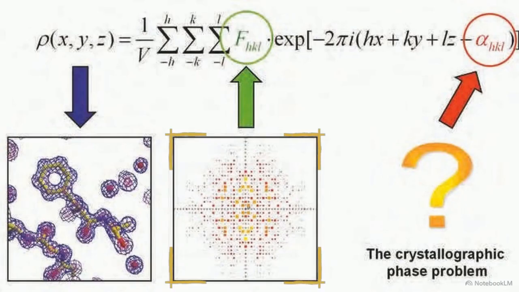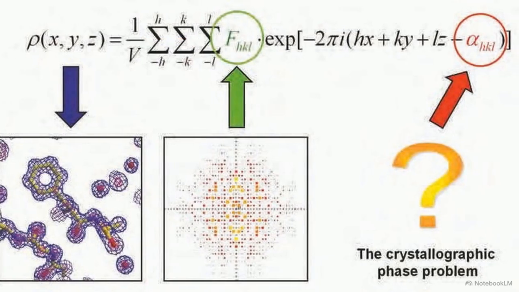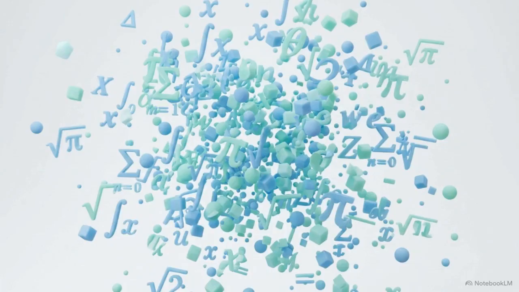To translate these spots into a 3D image with the Fourier transform, we need two properties. First, the structure factor amplitude, measured by each spot's brightness. Second, the phase angle, indicating the wave's timing. Unfortunately, upon hitting the detector, that phase information is lost. Without these phase measurements, the dots on the detector remain unresolved, leaving the molecule's structure a mathematical mystery.